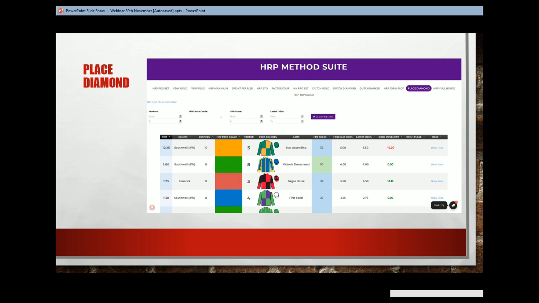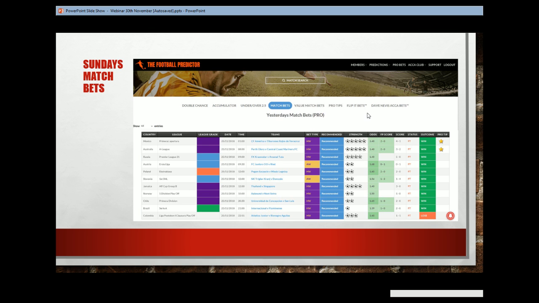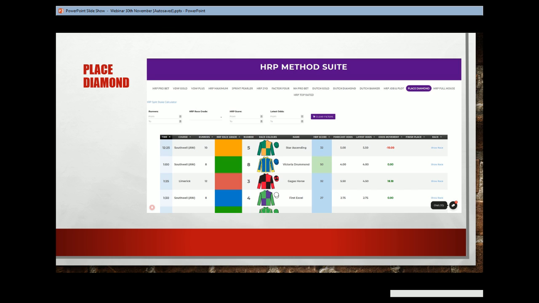Just going through here. Michael Pickering: what do you do if the first two bets do not win? That's a very good question. It doesn't happen often, but obviously it can happen, and it will happen at some stage. Will you simply follow the staking plan, Michael? So if you go to HRP Method Suite, Method Maker, his club, he has the actual staking plan with full instructions of what to do. I hope that helps, Michael.